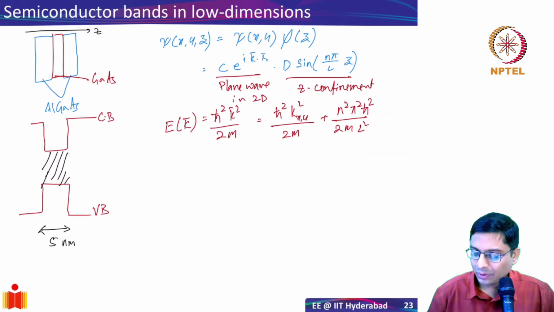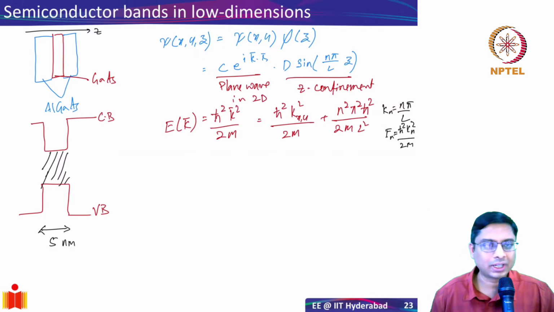So essentially what I did was I said Kn is going to be n pi by L, and En is going to be h cross square Kn square by 2m. That's all I did. So you have this form.